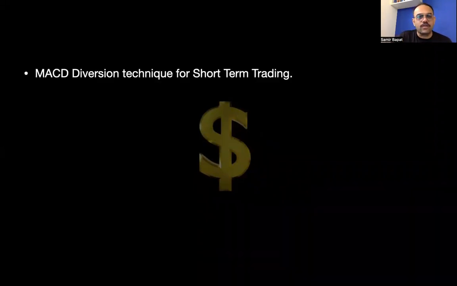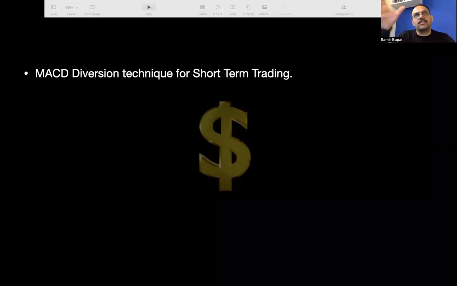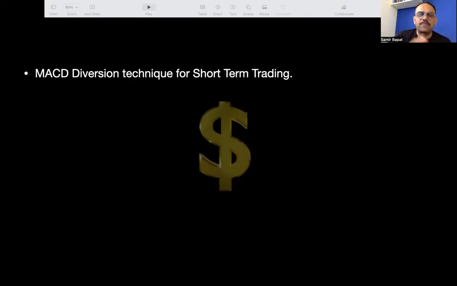Today we are going to learn about the MACD divergence technique for short-term trading. This trade will last maybe 8 to 10, 15 days maximum. Once you have the setup, you enter and exit within 10 to 15 days at most. That is how short the trade is. I have not tried it in intraday, but you can try this in intraday. I believe the same principle will apply, though there are better techniques in intraday.